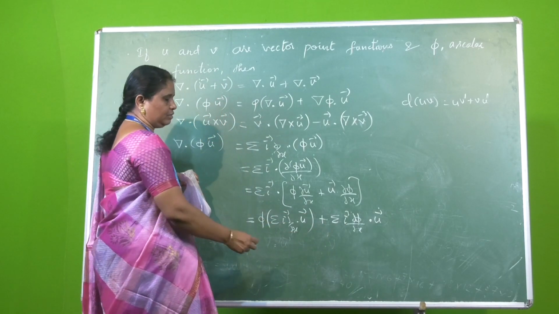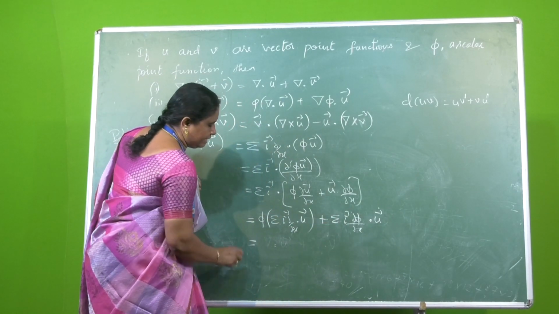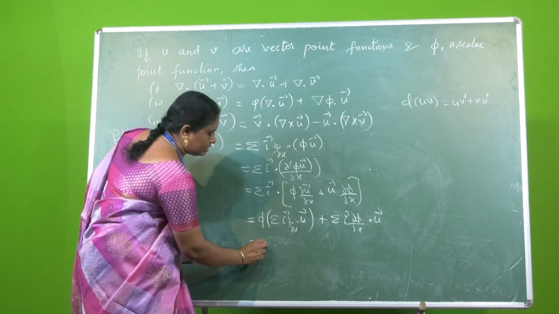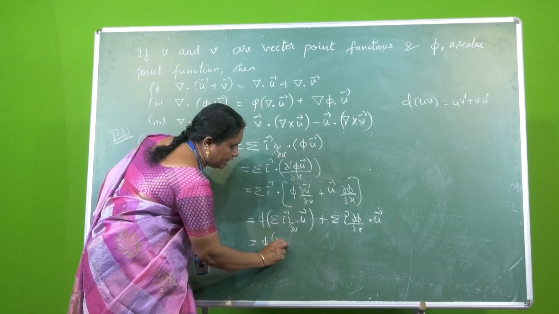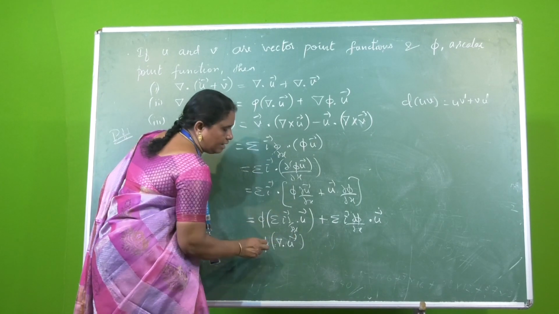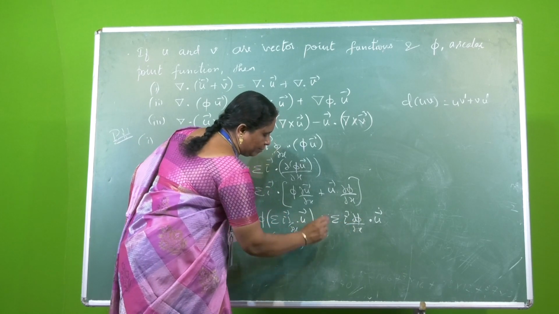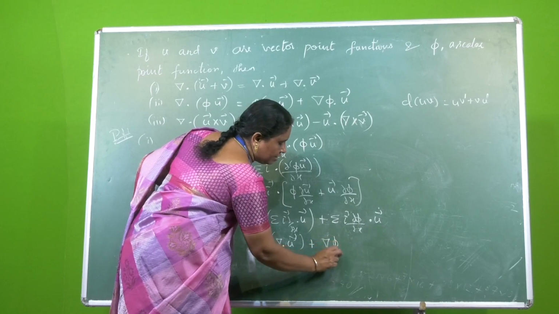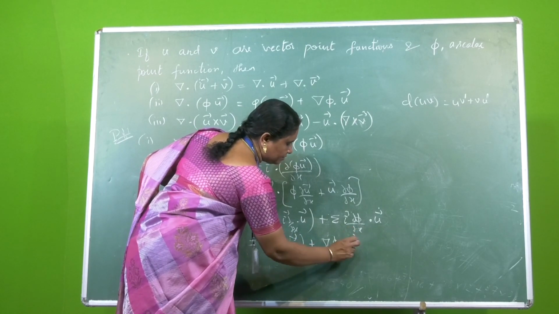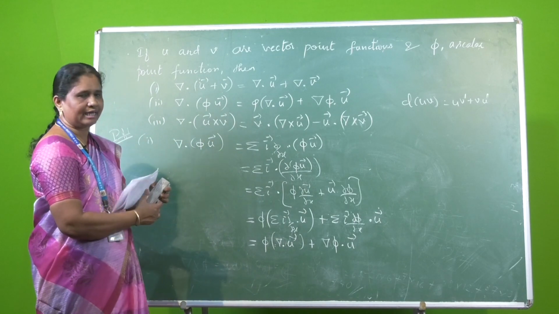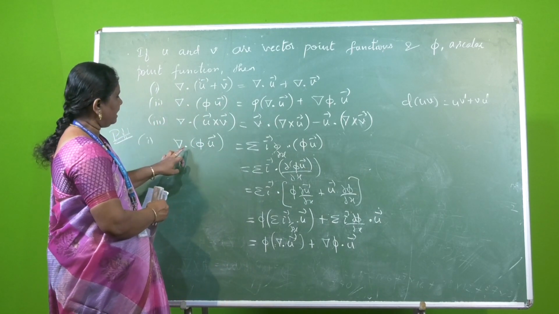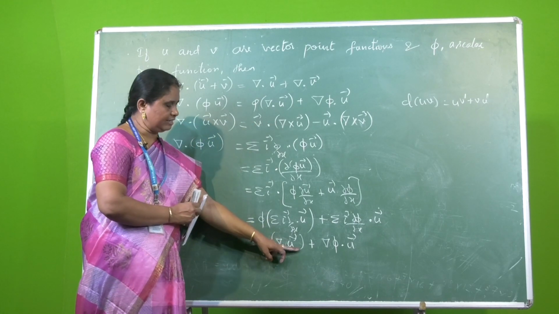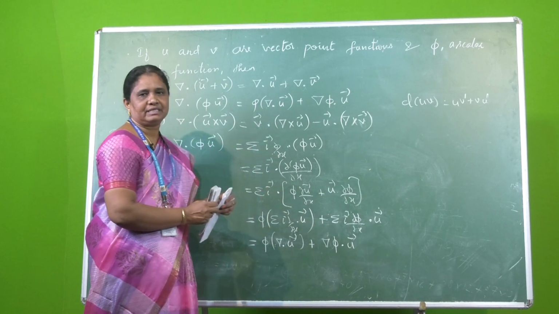So we are writing like this, and in the next step we can replace summation i dou by dou x by del, then we get phi into del dot u vector, and here we can replace this summation i dou phi by dou x by del phi dot u vector. So we get the right hand side of the second proof: del dot phi u vector is equal to phi into del dot u vector plus del phi dot u vector.